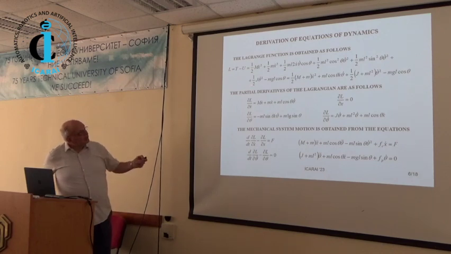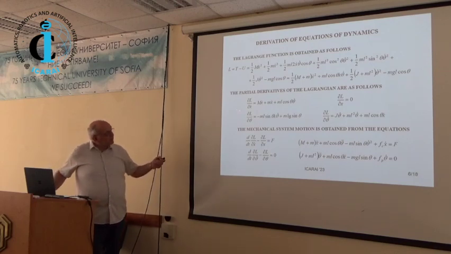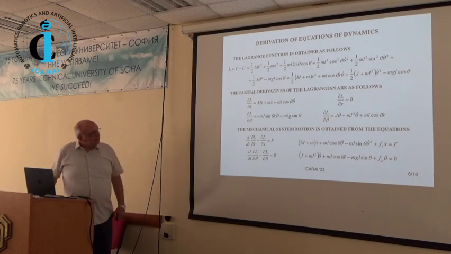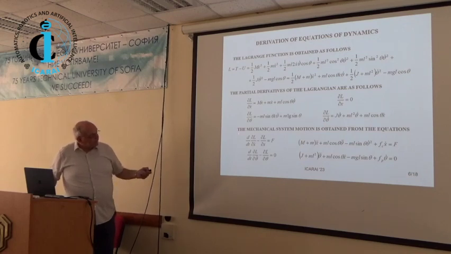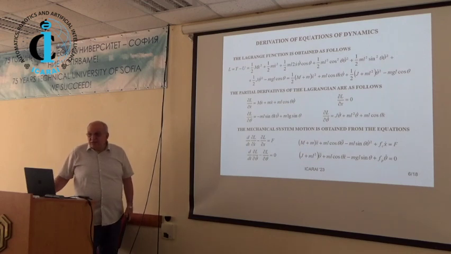Here are the equations which are developed for the Lagrangian framework. The first equation is related to the horizontal motion, and the second equation is developed with respect to the rotational or angular motion. So based on these Euler-Lagrange equations, we develop the equation in state space. As you see, we have a nonlinear dynamical system.